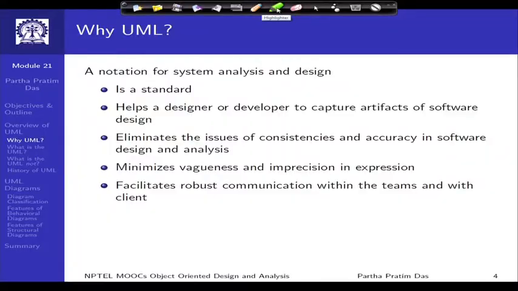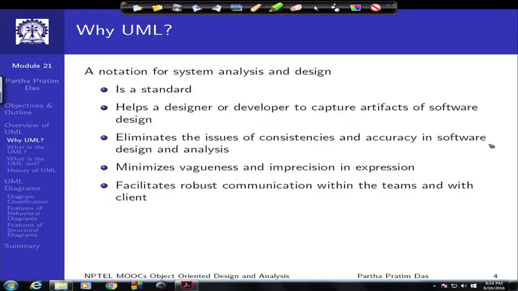Now, our requirement in the whole process of OOAD is to start with the requirement specification of a system and reach the software implementation of the system. Both of them we find are difficult and complex to handle. They are not very clear and precise in the expression. So, that brings in the context of using something like UML or unified modeling language, which is basically a notation for system analysis and design.